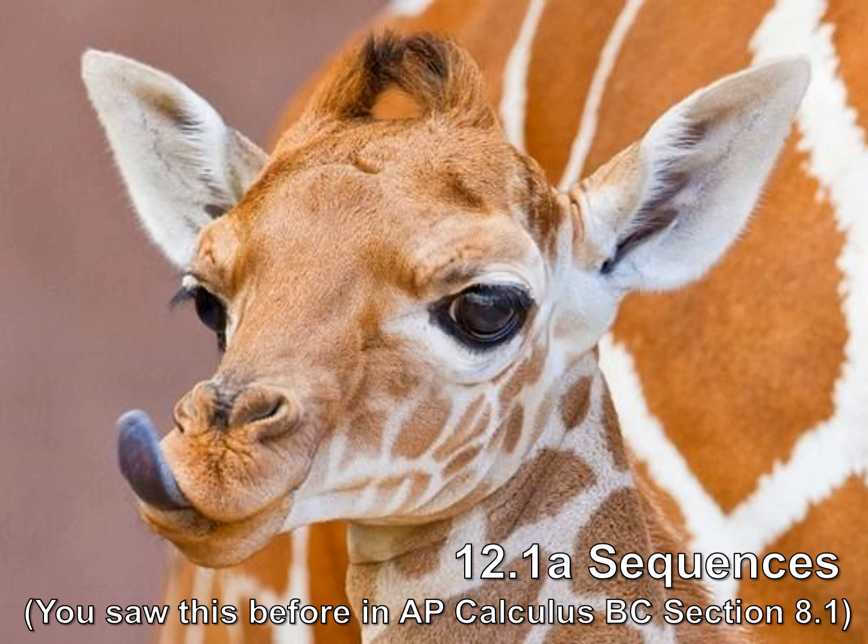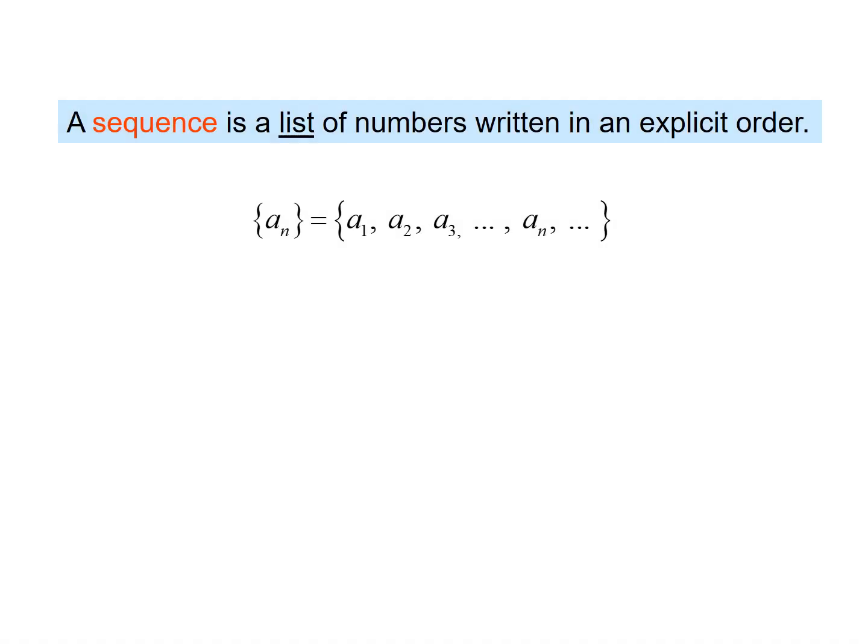Okay, 12.1a, we're going to take a look at sequences, which is something that we saw last year, but it's going to be a little bit more review for us. A sequence is an ordered list of numbers, so we have a set of numbers and they all come in a specific order, or a sequence. We can talk about some arbitrary term somewhere out there, we call that the nth term.